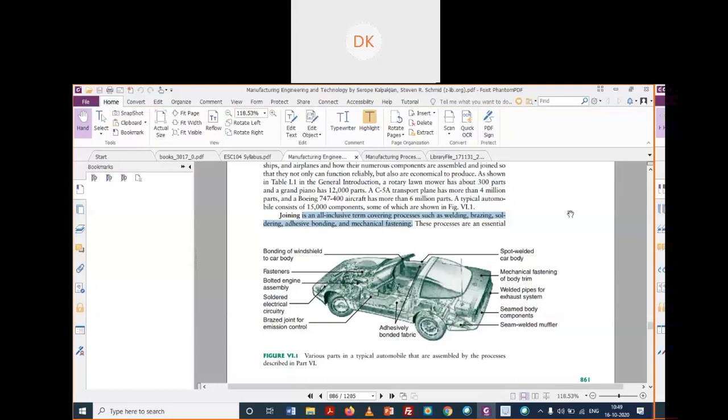Then we have seen the welding processes, such as spot welding. This is a welding process. Then this is the welded pipes for the exhaust system. So many welding processes are involved simply while making a car. You can see, joining processes are so essential.